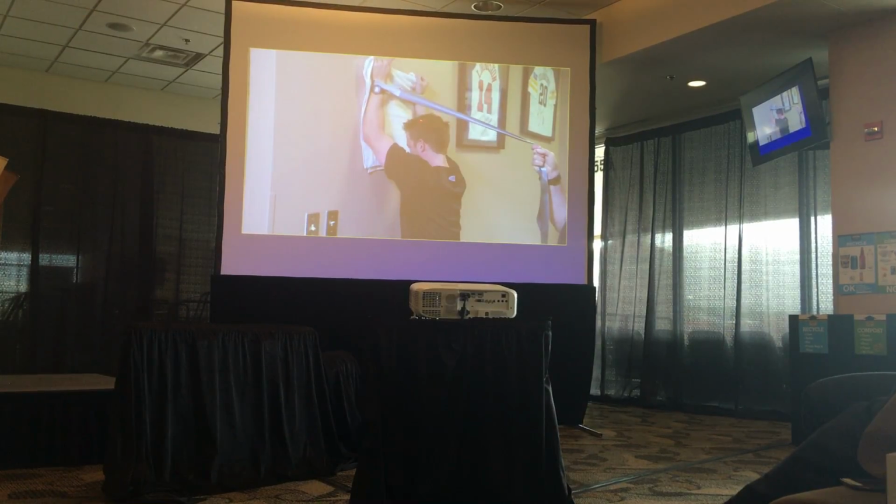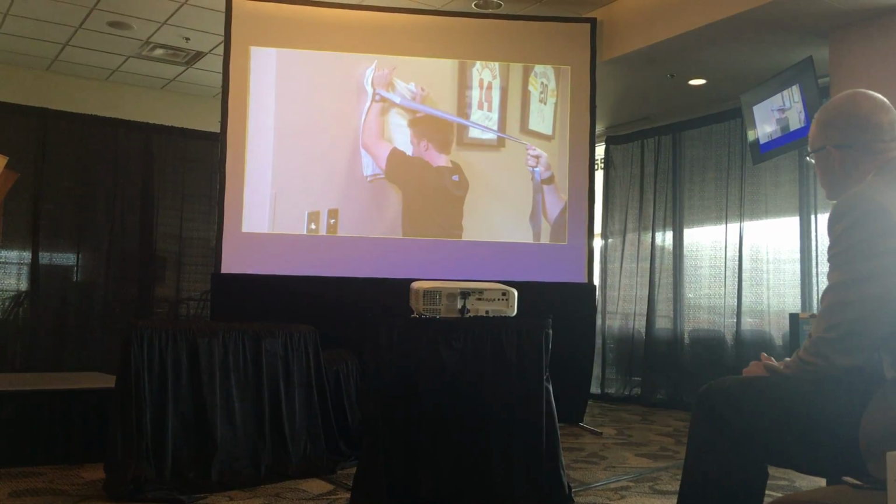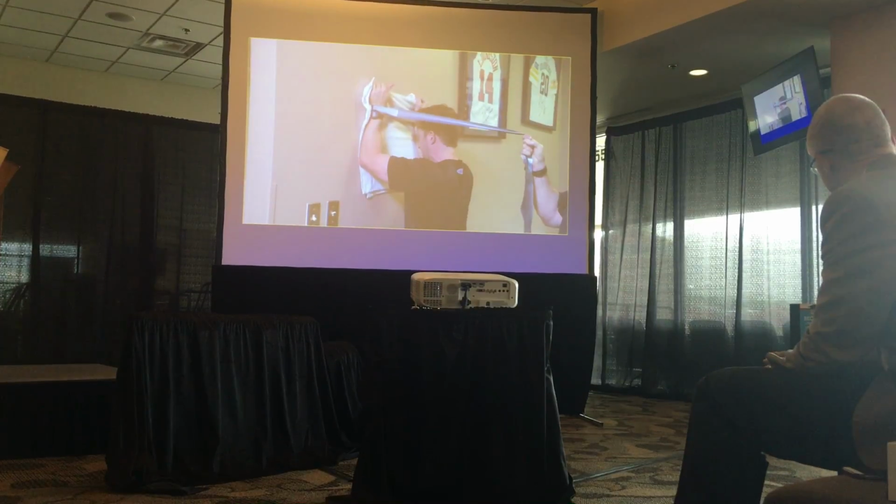This is tough. This is a tough exercise. I don't know if you can tell, but you're starting to exert a little bit more force. So we can make this much more difficult. I can come in and resist this arm on the way down.